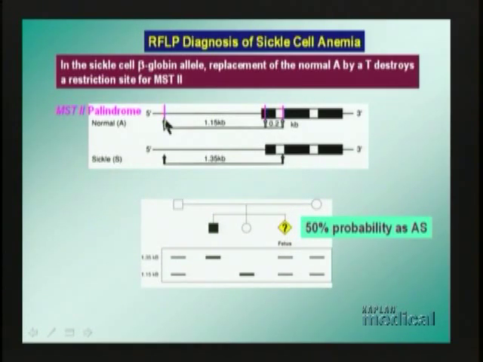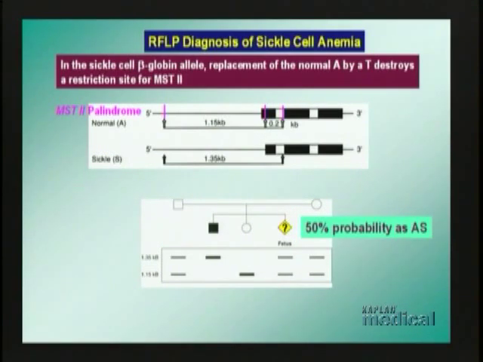This line here is a palindrome for MST2. Here's another palindrome, and here's another palindrome. Notice how 2 of these palindromes are within the beta globin gene, and this palindrome shown here on the left is far removed from the beta globin gene. But there are 3 palindromes in the vicinity of the beta globin gene. There are going to be other palindromes in the rest of the chromosome. No big deal here. But within beta globin, near the beta globin, there are 3 palindromes for MST2.